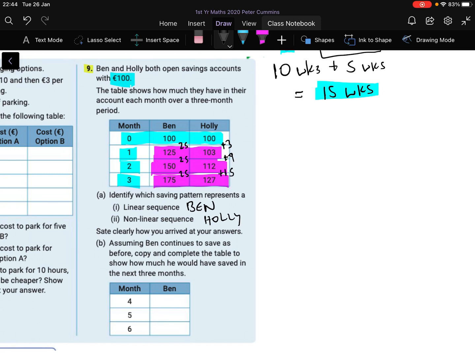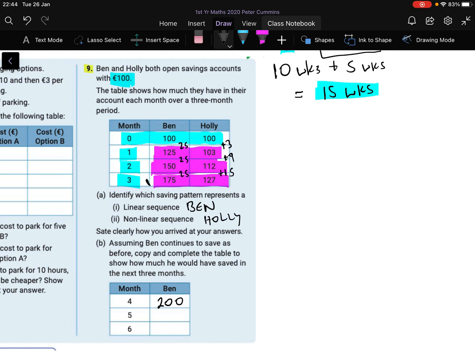And the second part was B. Assuming Ben continues to save, so we're sticking with Ben now, copy and complete the table to show how much he would have saved the next 3 months. Okay, so we're just going to keep adding 25 euros. So at month 3, he was on 175.